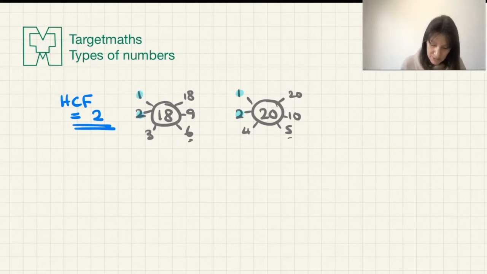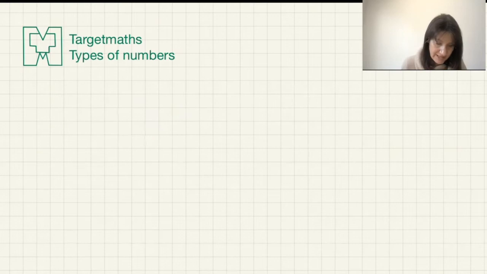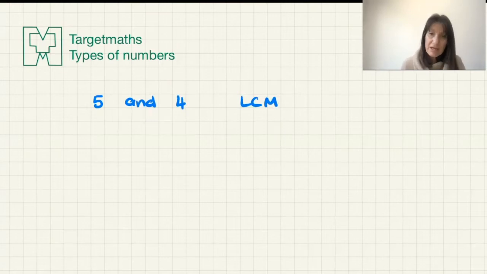Lowest common multiples are, again, exactly what they sound like. All right. I've got 5 and 4, and I want you to find the lowest common multiple. Hit pause and press play when you think you've got that.